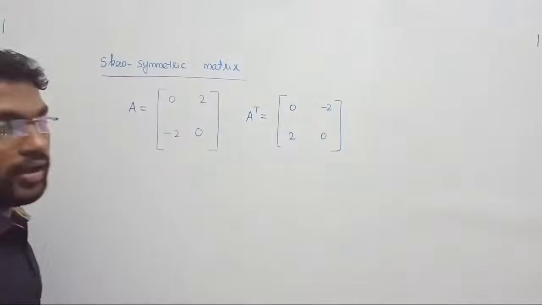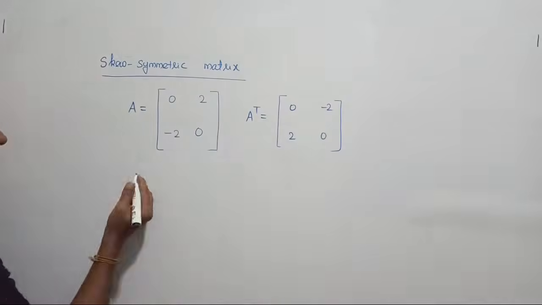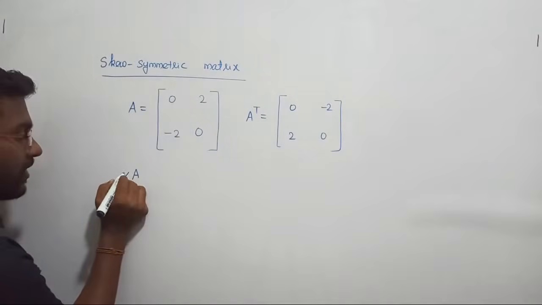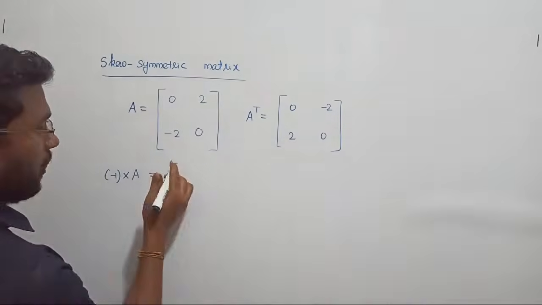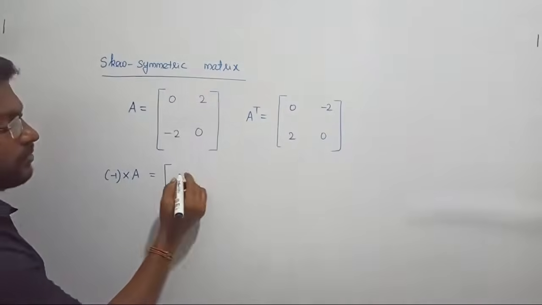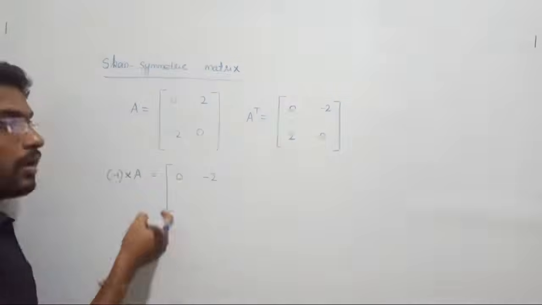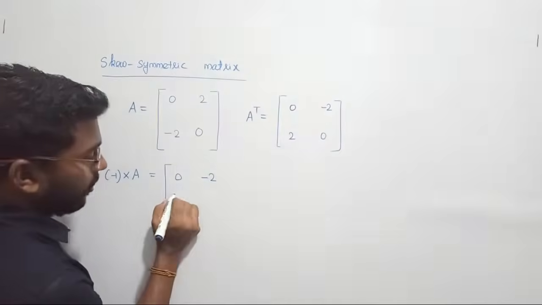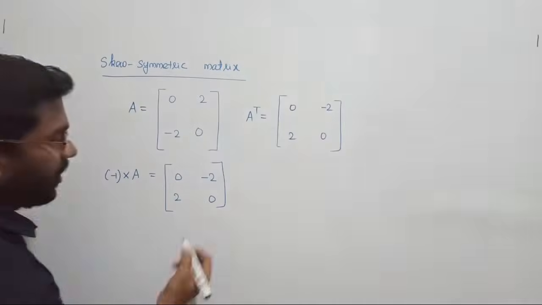What we have understood here is this: take this matrix and multiply it by a scaling factor of minus 1. Multiplying by minus 1, 0 into minus 1 will become 0. 2 into minus 1 will become minus 2. Minus 2 into minus 1 will become plus 2. 0 into minus 1 will become 0 only. What is the conclusion here?